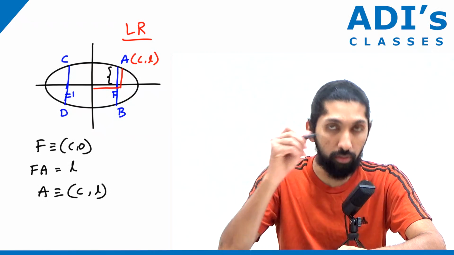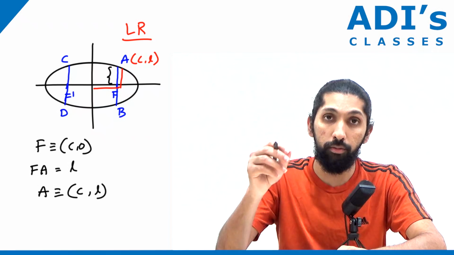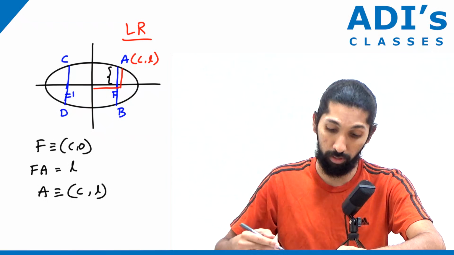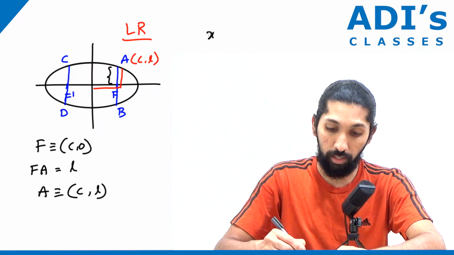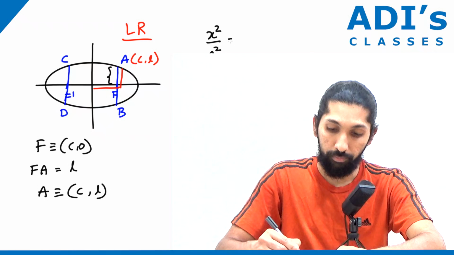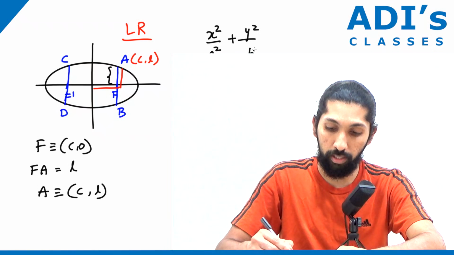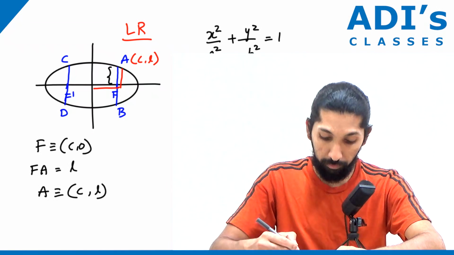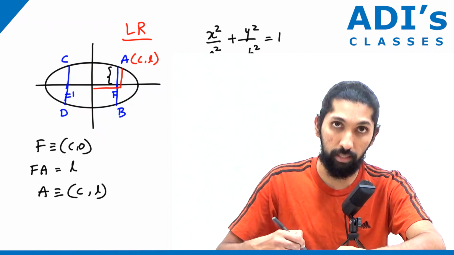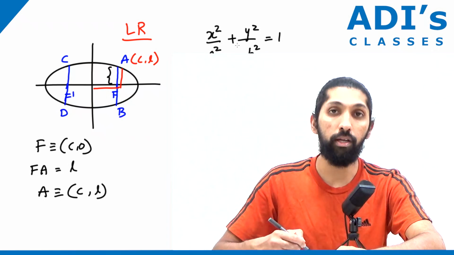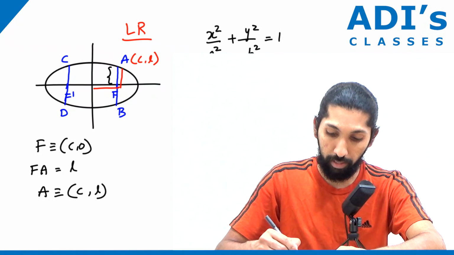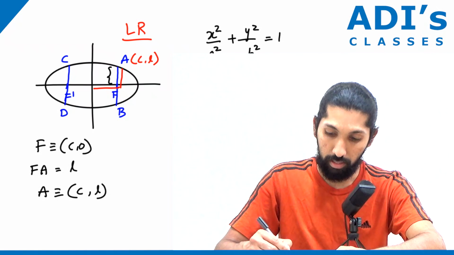Now that we have the coordinates of A, what do we do? A is a point on the ellipse, correct? And the equation of the ellipse is x square by a square plus y square by b square is equal to 1. This is the equation of the ellipse. Now, in place of x, we can put c. In place of y, we can put L, isn't it? So we are going to get c square by a square plus L square by b square is equal to 1.